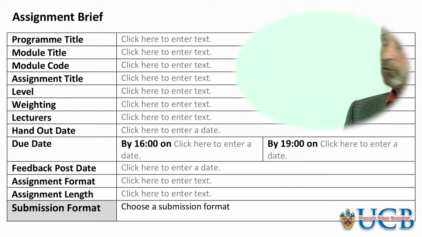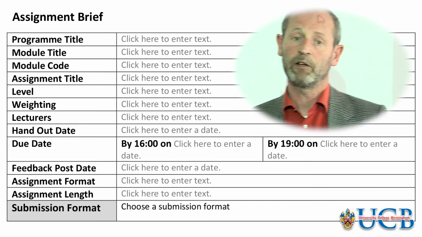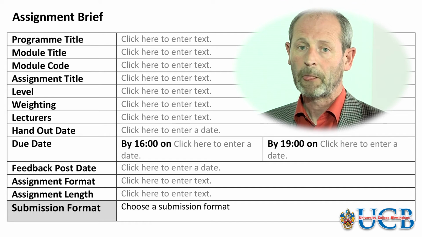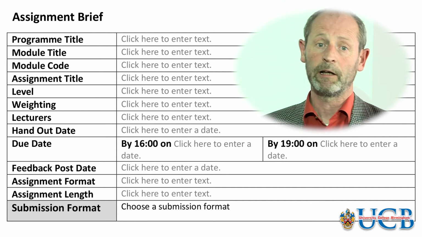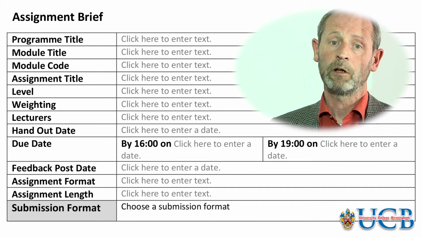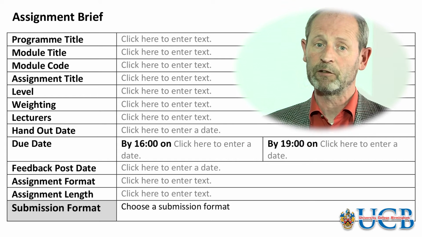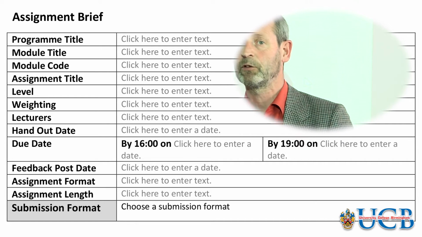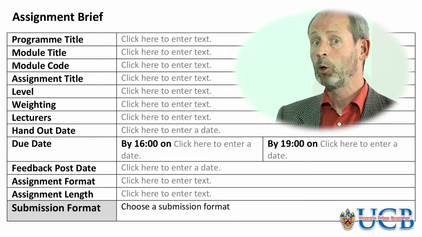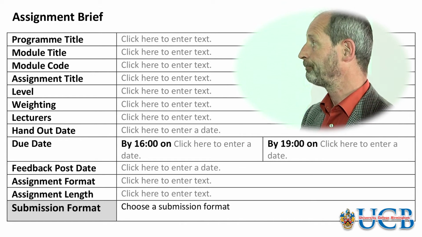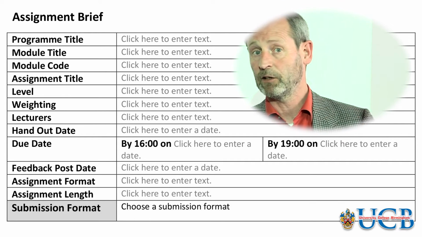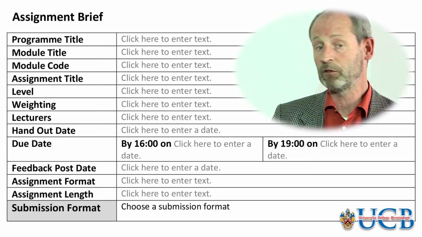The feedback post date is 25 working days after you have submitted your work, and that is when the lecturer has to return that work to you at the very latest in order for you to get the feedback. But typically a lot of lecturers actually return that work within that time period. The assignment format will tell you, is this an essay? Is this a report? Is this individual?